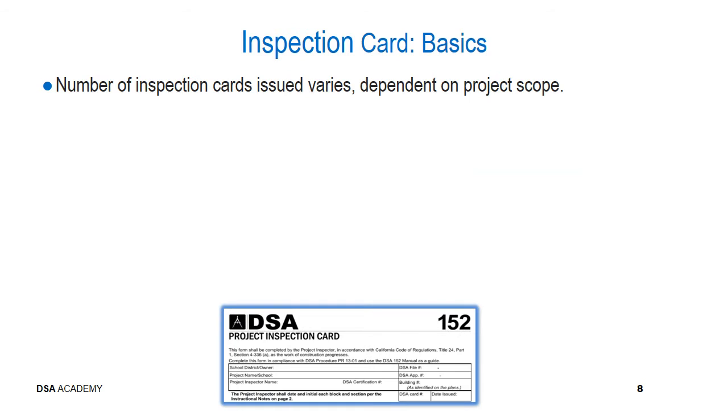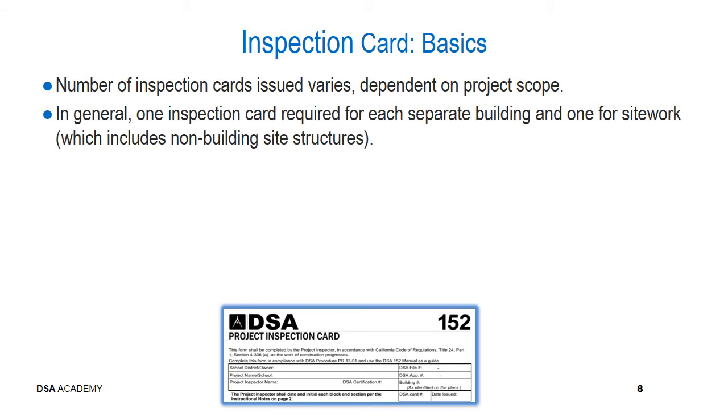The number of inspection cards is going to vary depending upon the project scope. Generally speaking, there's going to be one inspection card that is associated for each individual separate building, in addition to one that's provided for the site work. And the site work card would include any non-building site structures.